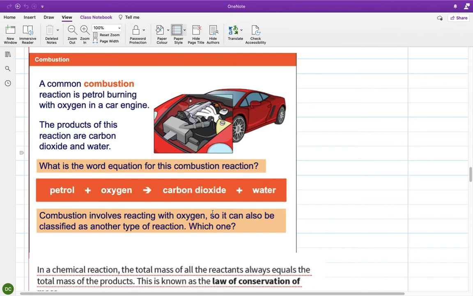So would I call this another type of reaction? Probably not. A combustion reaction. So, it does say it. A combustion reaction is a reaction. They're particularly talking about the car engine here. So they're saying that petrol burns with oxygen. But if you have a reaction of a substance with oxygen, then what is that reaction called?